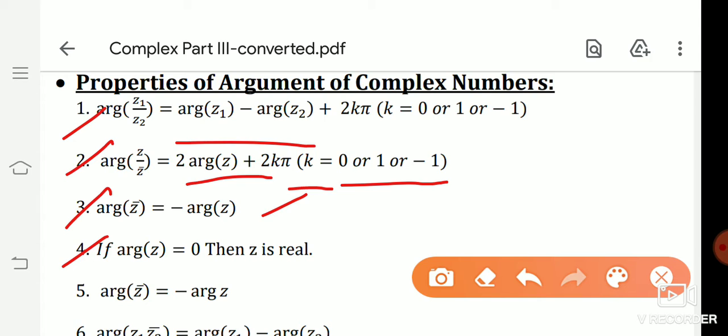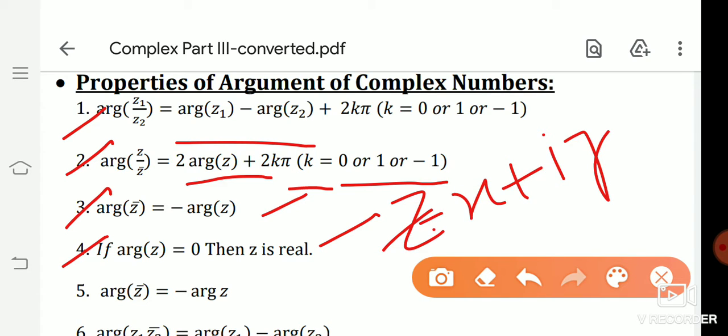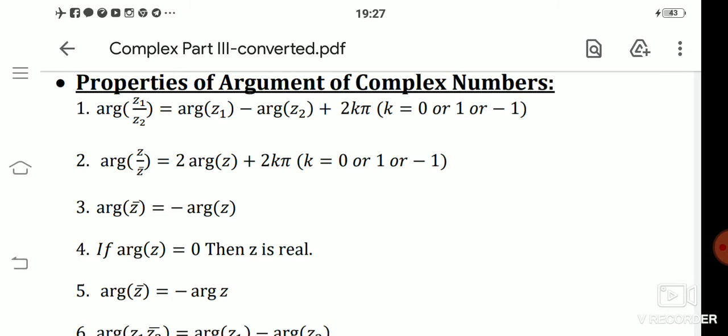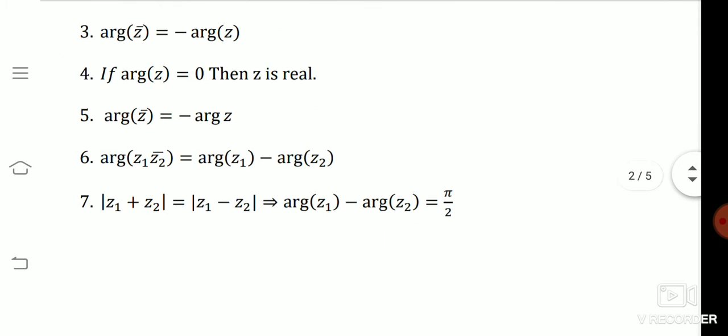Then fourth point, if argument of z equals 0, then z is always real. If we have z equal to x plus iy and argument of z equal to 0, then z is always real. That means z is a real number. Again, argument of z bar is minus argument of z. Sorry, it may be a printing mistake, as we discussed already in point 3. No need to. Point 6.